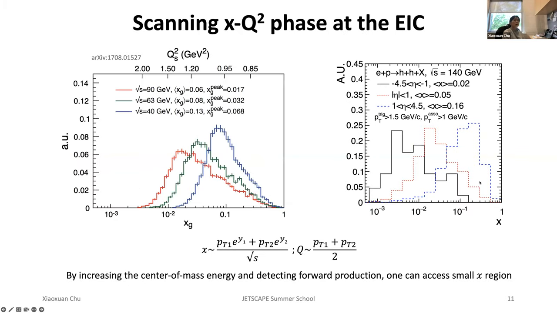The second point I want to make is about the ep measurement. As I mentioned, the saturation phenomenon is all related to the small x and small Q² regime. How can we access small x? x is inversely proportional to the center of mass energy. So you can see from the simulation, if we increase the center of mass energy from 40 GeV to 90 GeV, we can probe the small x regime. On the other hand, x is related to rapidity. From more forward rapidity to more backward rapidity, we can probe a smaller x regime. That is what we can perform with future EIC data to approach small x, which is close to the saturation regime.